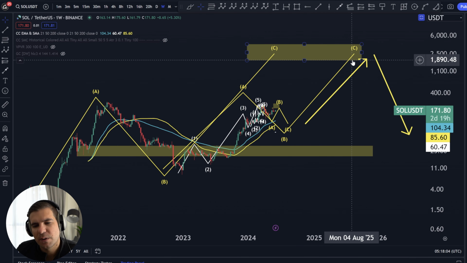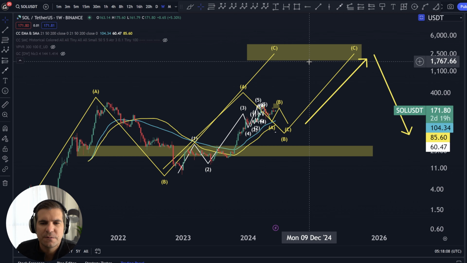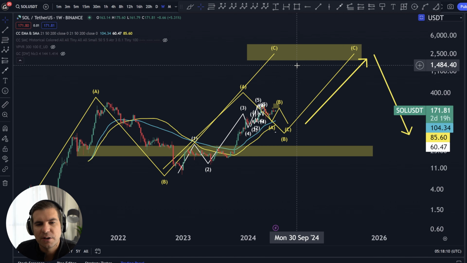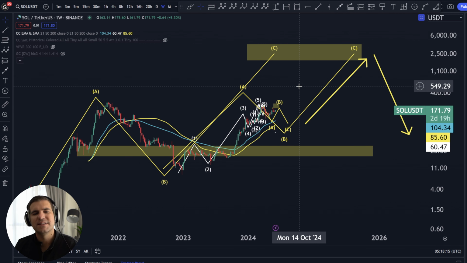Now, timing this is going to be quite difficult. Are we talking about this being the end of 2024? Are we talking about early 2025? I don't know. I cannot time the market. All I can do is say that it looks likely that we're going to see a very explosive move to the upside for Solana at some point in the coming months.